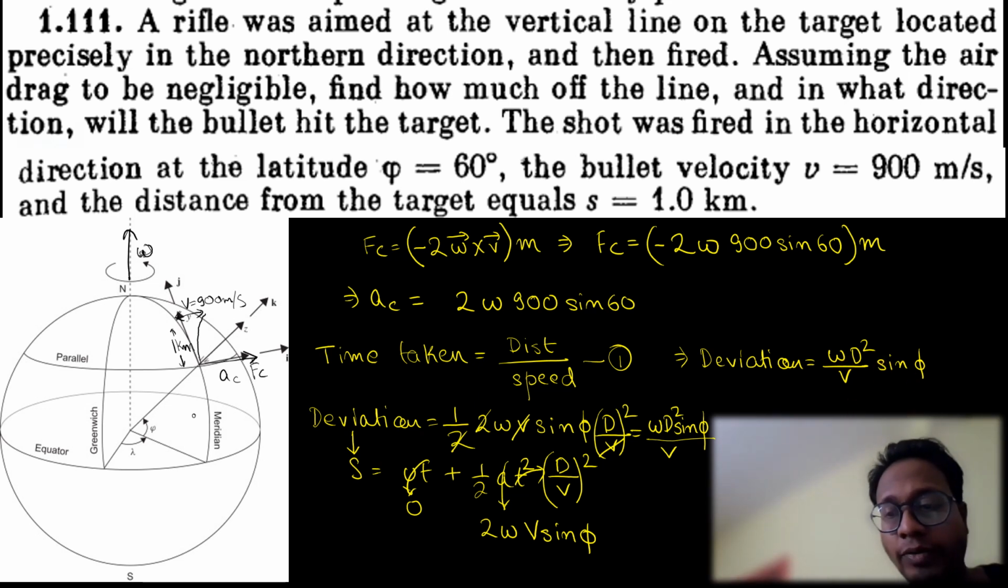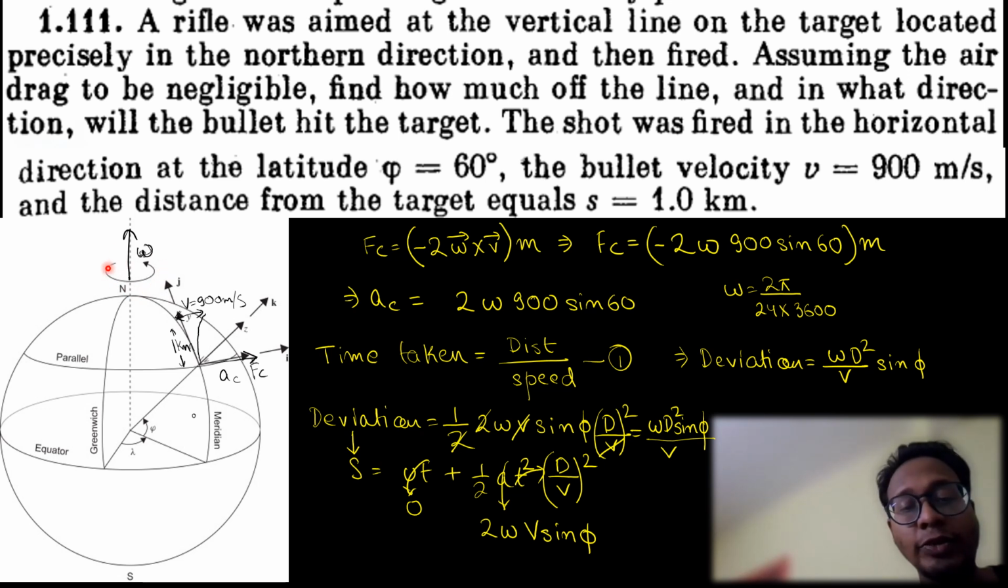Now if you put in the values, omega is equal to 2 pi divided by 24 hours, or 24 into 3600. We have to convert the hours into seconds. 2 pi is nothing but the angular velocity. The earth rotates in 24 hours. So the earth completes 2 pi radians in 24 hours, or 24 into 3600 seconds. d out here is nothing but the distance it must travel, which is 1 kilometer or 1000 meters, and v out here is nothing but the velocity, which is 900 meters per second.